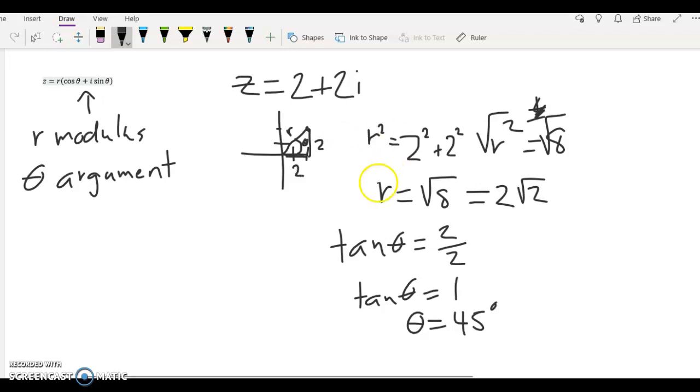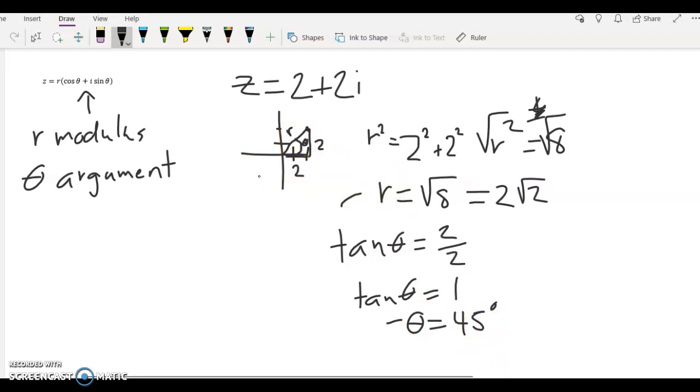So we now know the modulus r, and we know the argument, that it's 45 degrees. Notice it's very important to have this picture, because anytime we take the inverse tangent or think about when tangent is equal to a value, there are actually two positions where that occurs. In the first quadrant, it's positive 1, and also in the third quadrant. So without the picture, we wouldn't know whether we were supposed to use that 45 degrees or the 225 degrees.